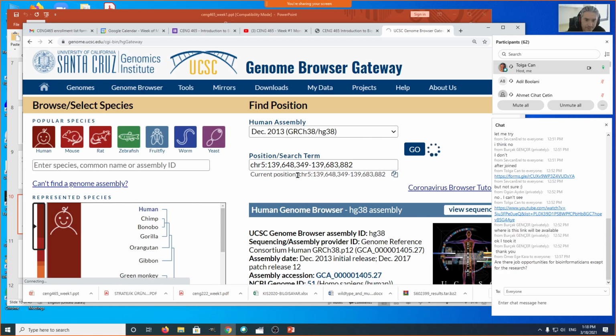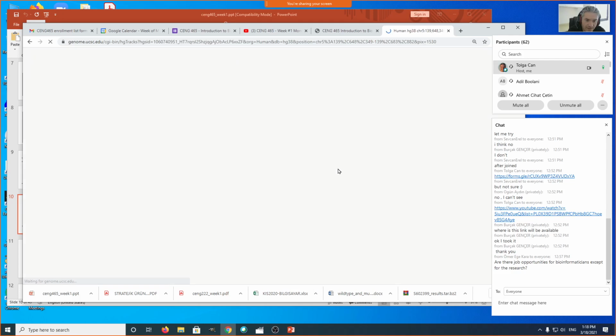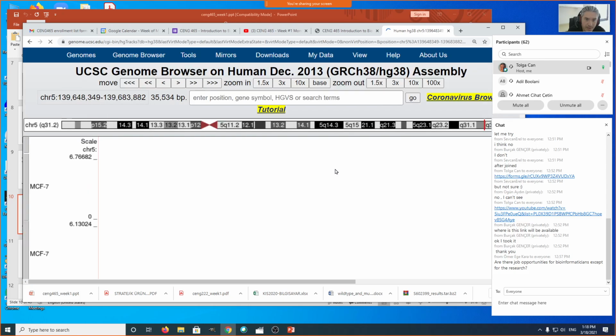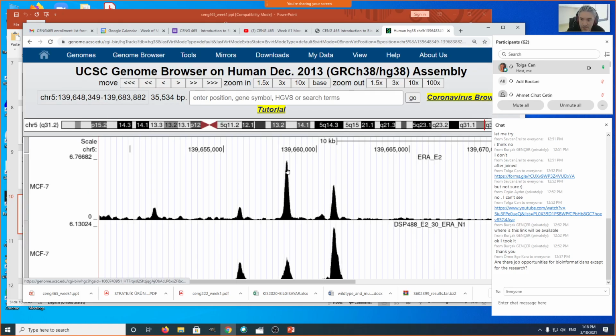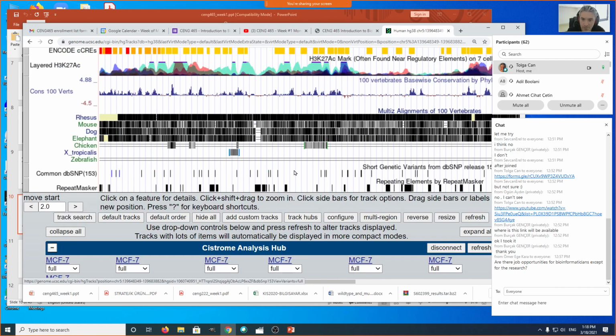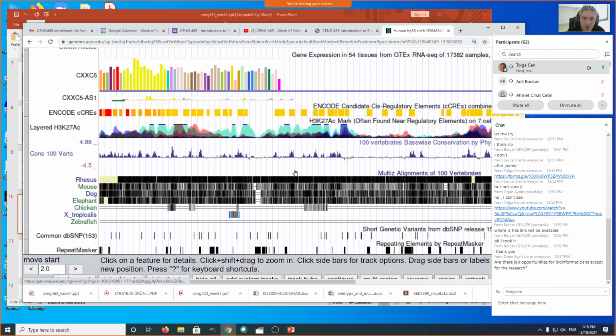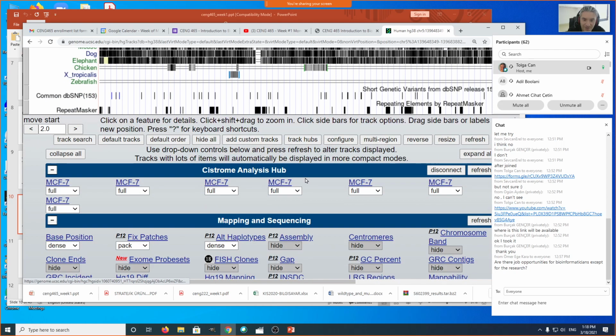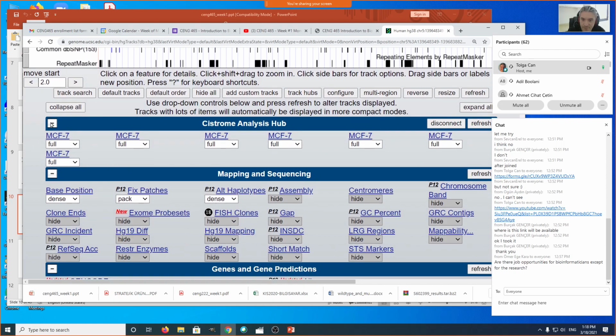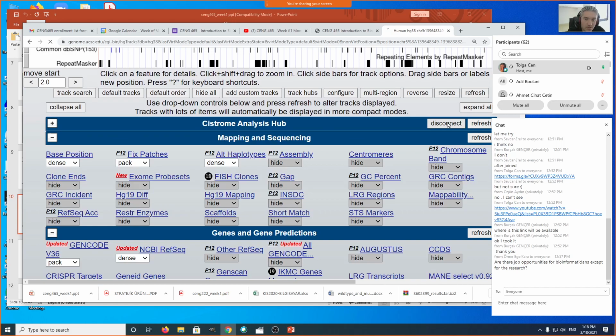139 million, and this is about 40,000 bases, so 40,000 letters. These are my previous tracks, so let me just clear them. Let's disconnect. I use this UCSC Genome Browser in my research regularly.